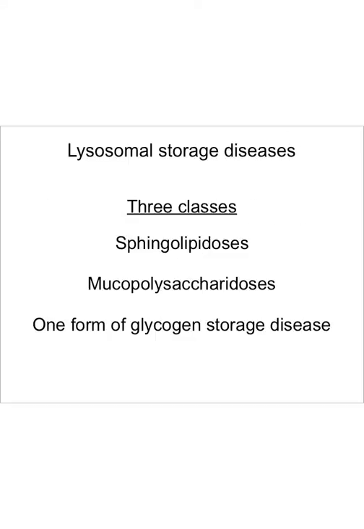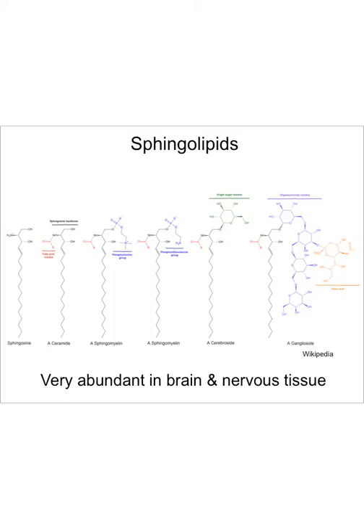Lysosomal storage diseases are divided into three broad classes. There are the so-called sphingolipidoses, the mucopolysaccharidoses, and then there's one form of a glycogen storage disease. So first, let's talk about the sphingolipidoses.